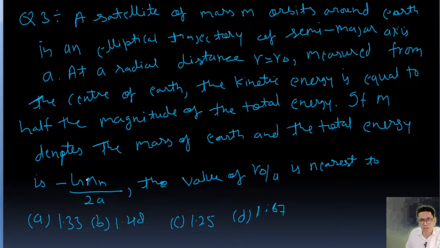So what we have been given: the total energy. First we'll write whatever we have been given. Total energy, I'm writing short as T. So the total energy is minus GMm upon 2a. In the question this is given. This is the total energy.